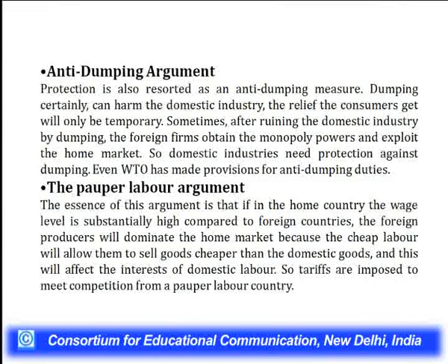The pauper labor argument. Now, what is this pauper labor argument? If in the home country the wage level is substantially high compared to foreign countries, the foreign producers will dominate the home market because cheap labor will allow them to sell goods cheaper than domestic goods, and this will affect the interests of domestic labor. So, tariffs are imposed to meet competition from a pauper labor country.